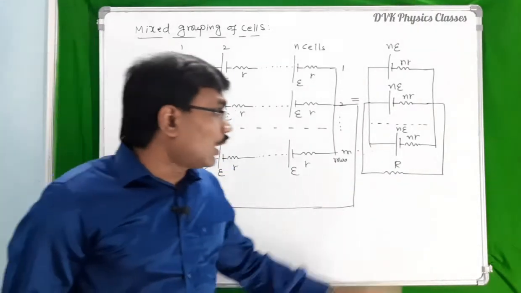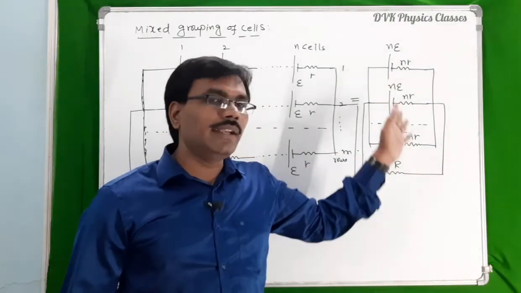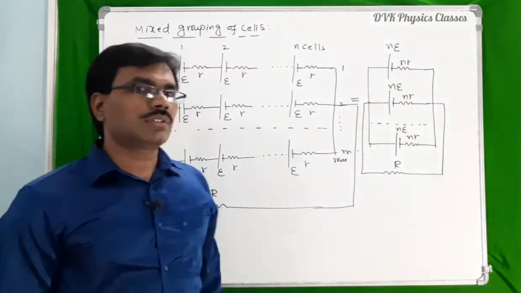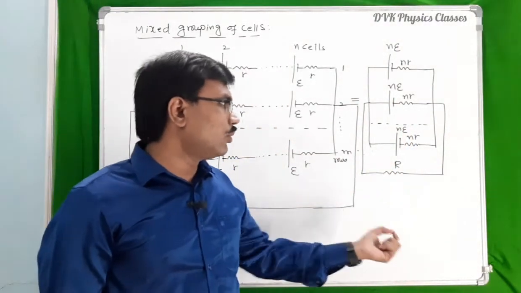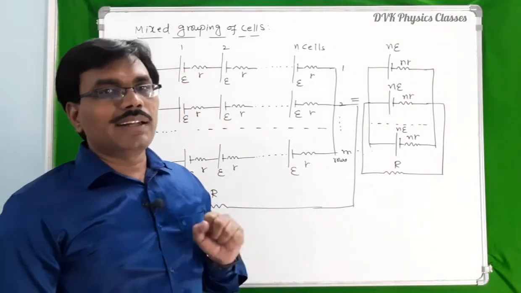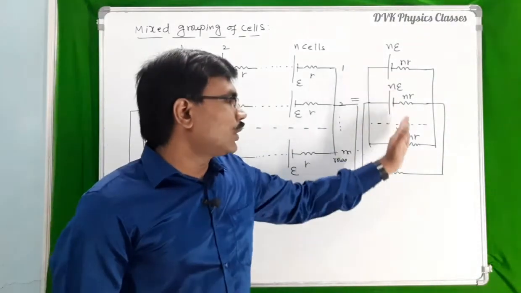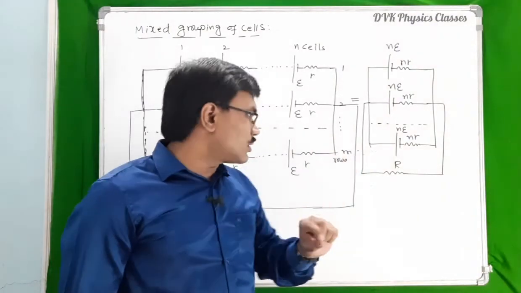Now these are m identical cells in parallel combination. That also we have done just before this video, where I gave parallel grouping of identical cells. So now this circuit is equivalent to m number of cells, because we have m rows, right?